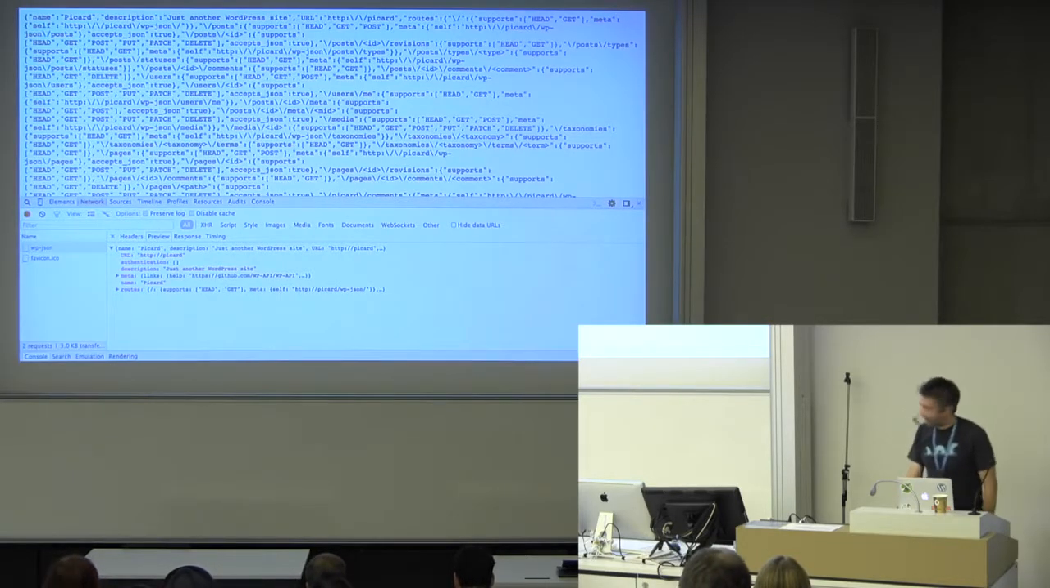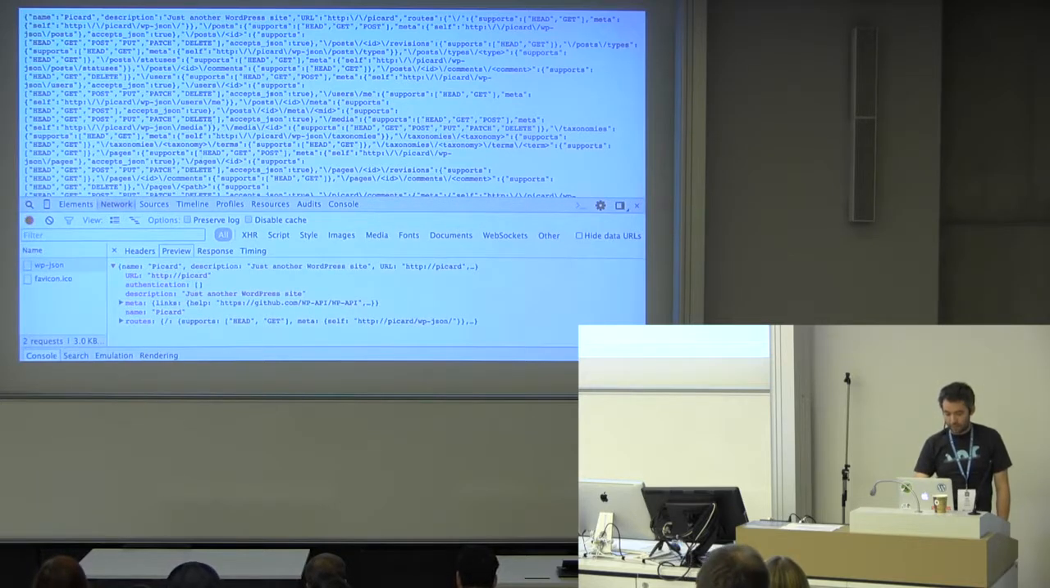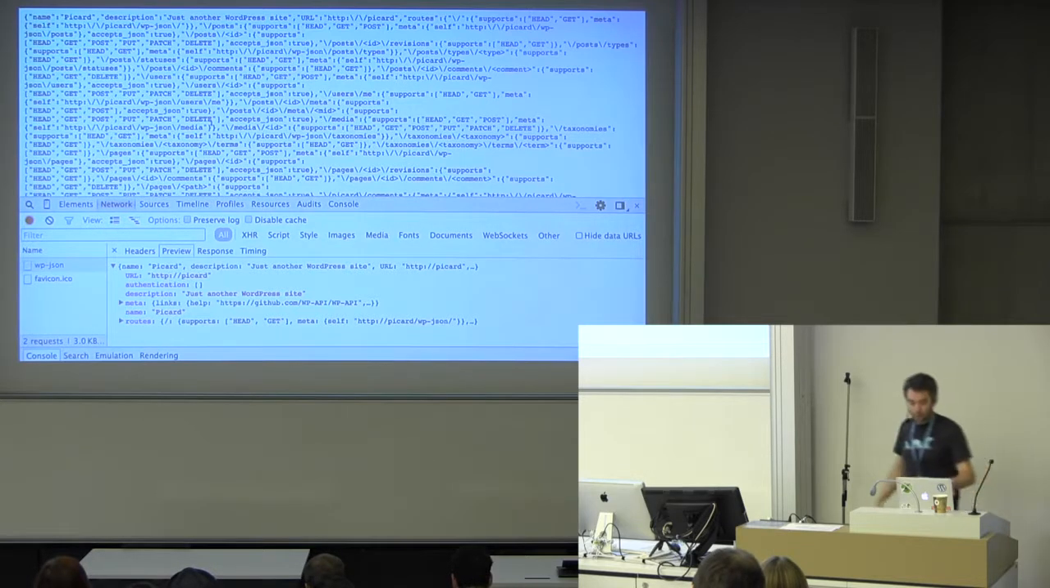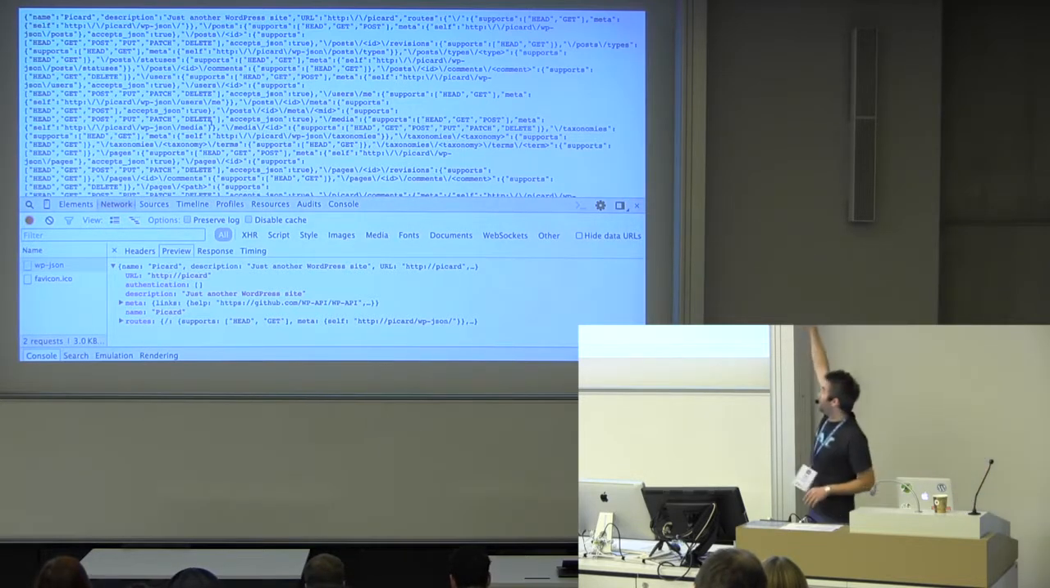So I don't know how clear that's going to be. I'll zoom in a bit. So this is a response from the REST API. This is for that example site that I showed you, Picard. I'm using Chrome. Don't panic, you don't need to understand this. But the top part is just the pure JSON response in one big string.